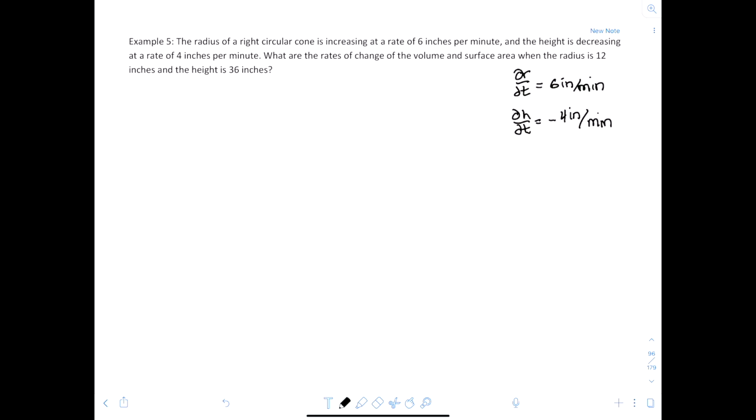We know that the volume of a right circular cone is 1/3 pi r squared h. And just in case that you didn't know the surface area, the surface area for the cone turns out to be pi r squared plus pi r times h squared plus r squared to the 1/2, or the square root of that. Okay?